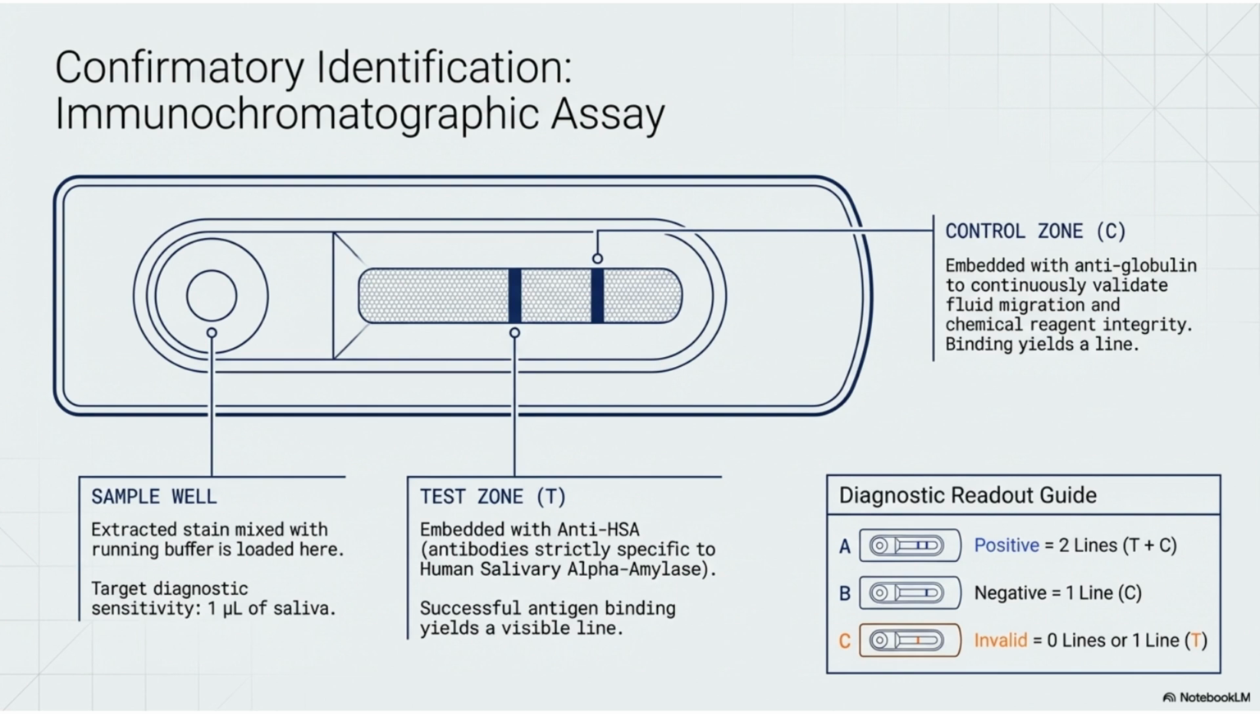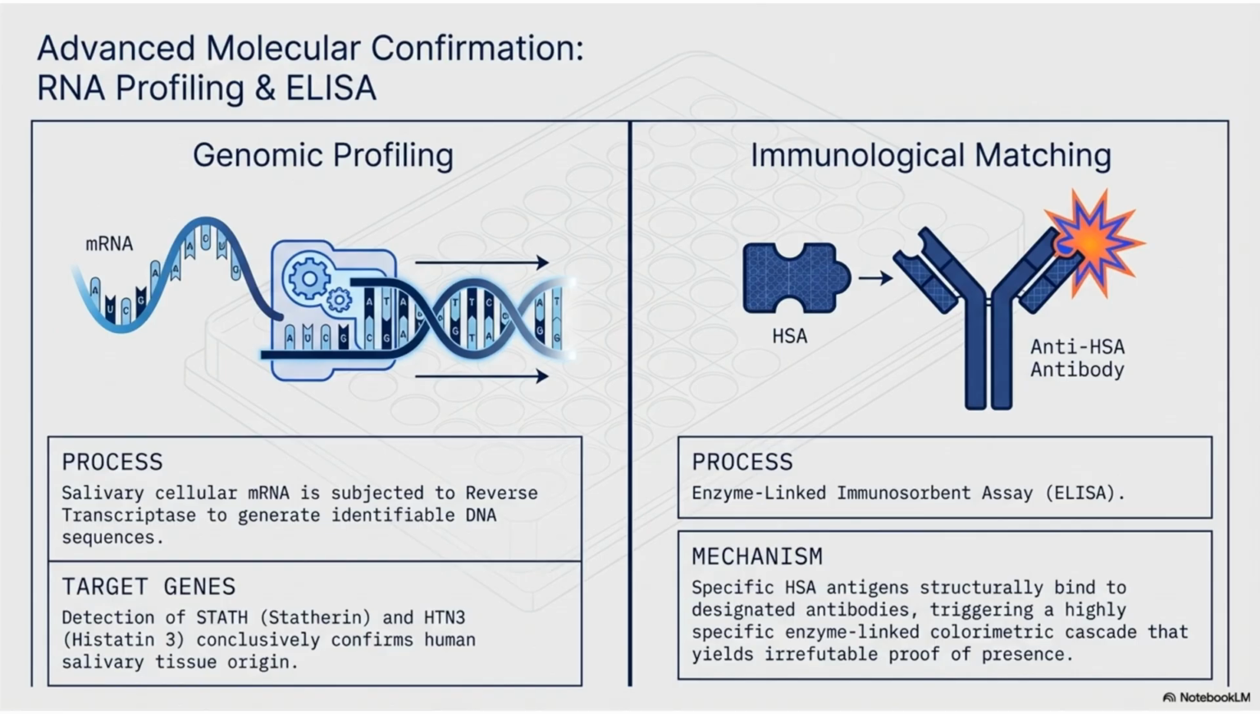Confirmatory identification uses the immunochromatographic assay, a lateral flow test. The sample is loaded into the well. Anti-HSA antibodies in the test zone and anti-globulin antibodies in the control zone confirm the presence of human salivary alpha-amylase if two lines appear. Advanced molecular confirmation includes RNA profiling and ELISA.